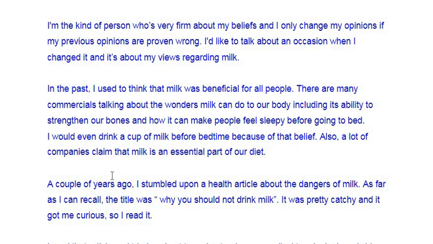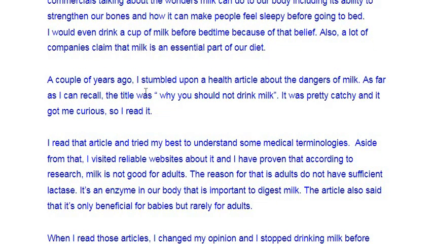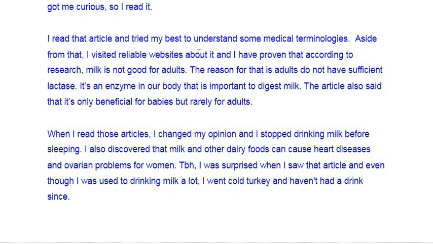Also, a lot of companies claim that milk is an essential part of our diet. A couple of years ago, I stumbled upon a health article about the dangers of milk. As far as I can recall, the title was Why You Should Not Drink Milk. It was pretty catchy and it got me curious, so I read it. I read that article and tried my best to understand some medical terminologies. Aside from that, I visited reliable websites about it, and I have proven that according to research, milk is not good for adults. The reason for that is adults do not have sufficient lactase.